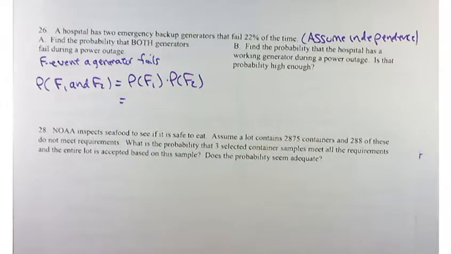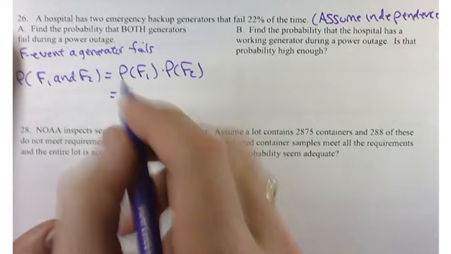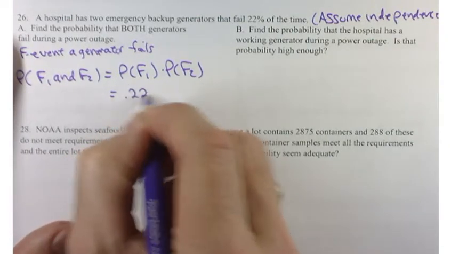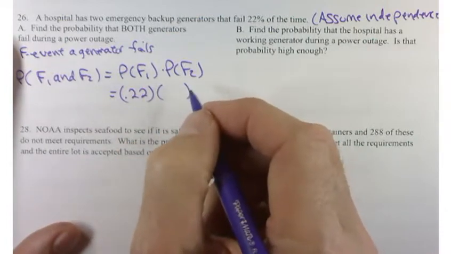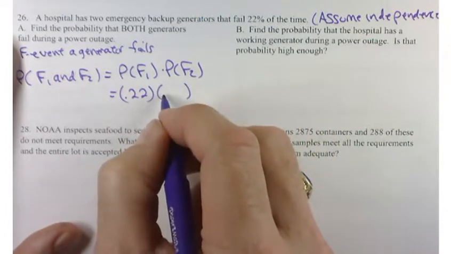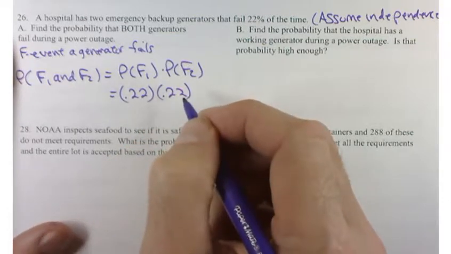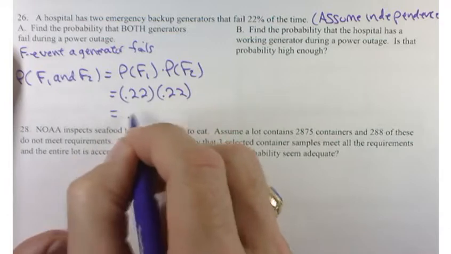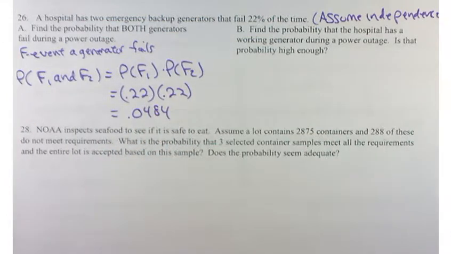Christopher, what's the probability that the first one fails? Yeah, 22 over 100. Let me just write it as 0.22. And the probability that the second one fails? Tyler? 22 again, right? 0.22 times 0.22. So you're going to have to help me out because I was never very good at math. 0.0484, I think. All right.